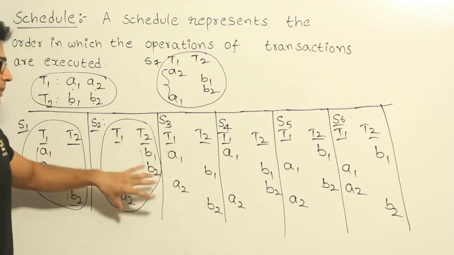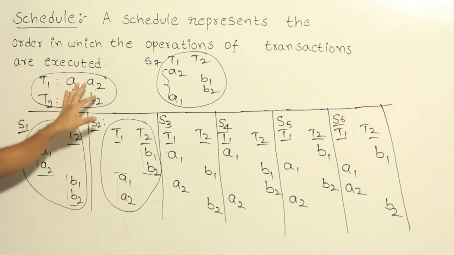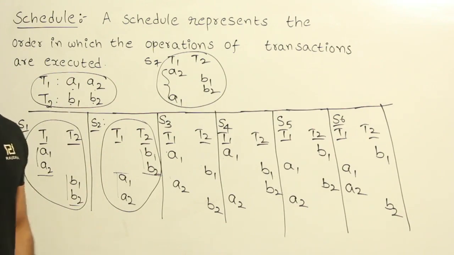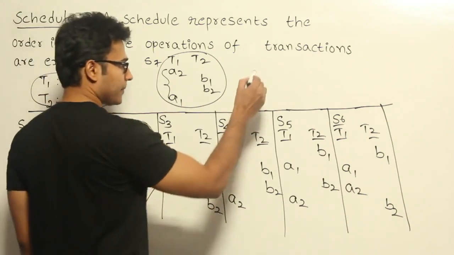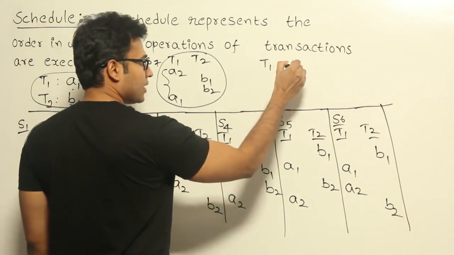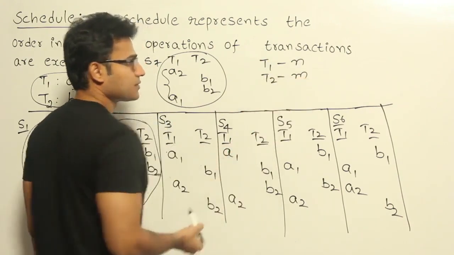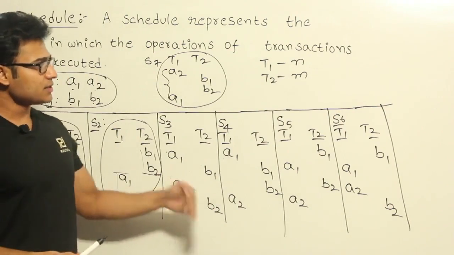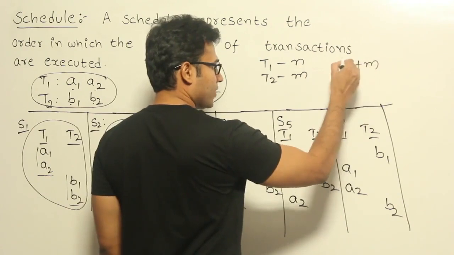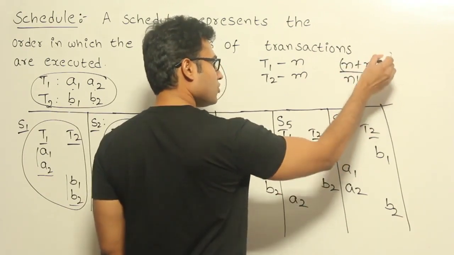For now let's stick to how many schedules are possible. With these many transactions and these many operations, these many schedules are possible. Is there any general rule we can apply? Yes. Now assume that I have T1 with n operations and T2 with m operations, right? Then the number of ways I can form the schedules is given by the formula (n plus m) factorial divided by n factorial times m factorial. So how do we get this?